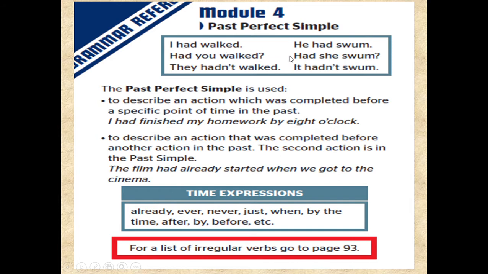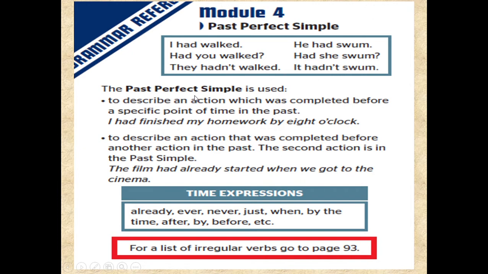I had walked, he had swum. To make questions, start with had. Had he walked? Had she swum? To make the negative form, just add not to the word had. They hadn't walked, it hadn't swum.